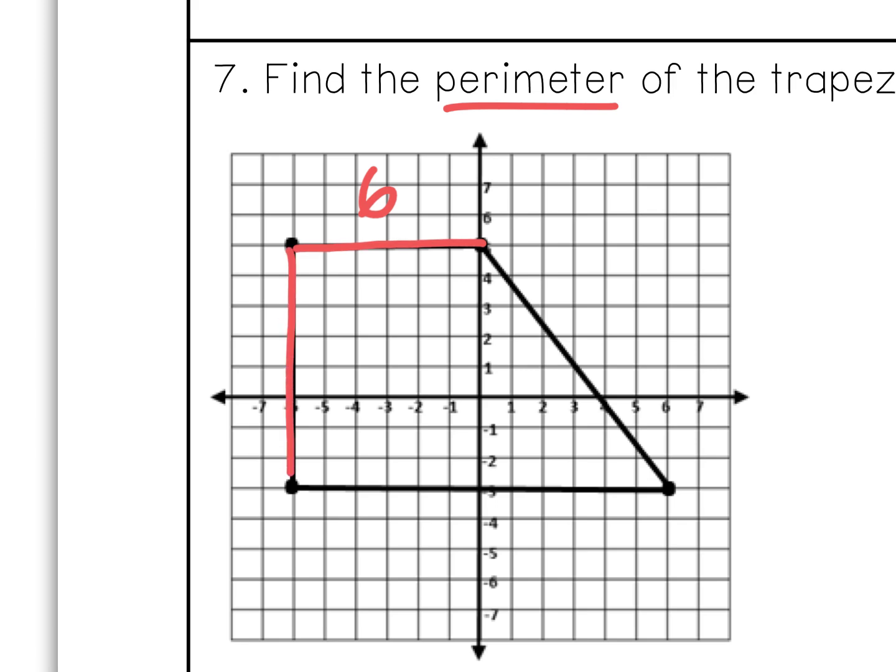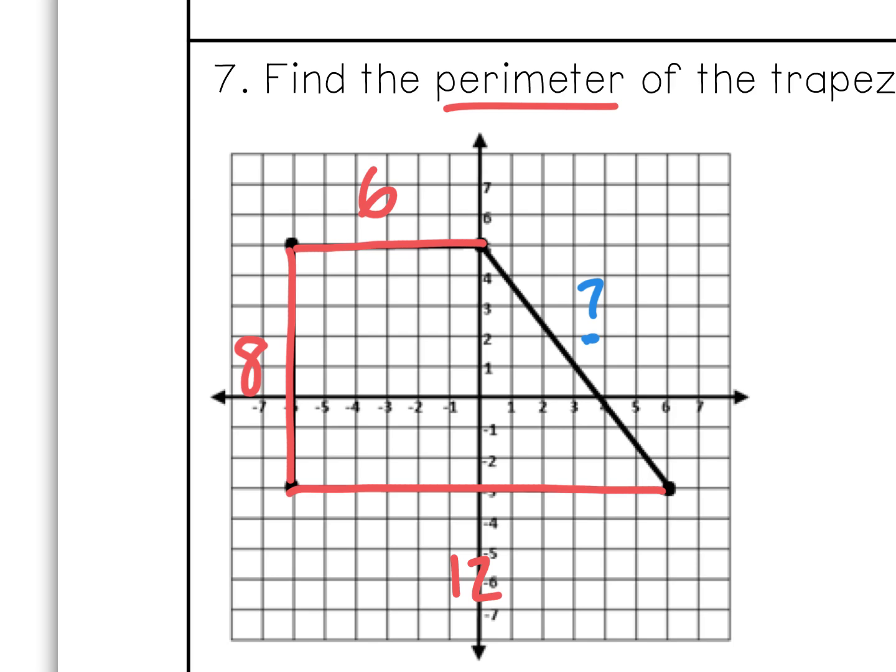How long is this side? 8. How long is this side? Did you say 12? Sorry, I didn't hear. 12. And then how long is the missing side here? Well, we don't know yet. We don't know this one because it's a diagonal, so we have to find it.